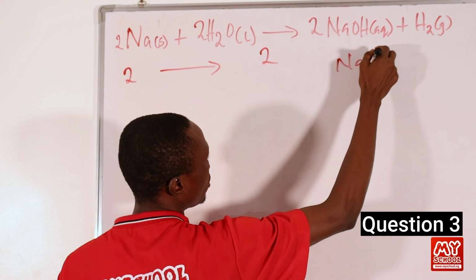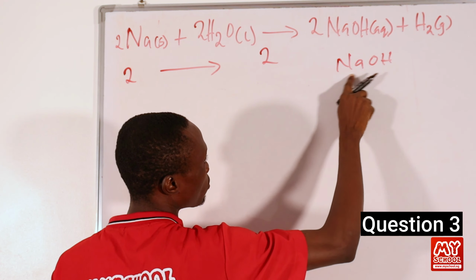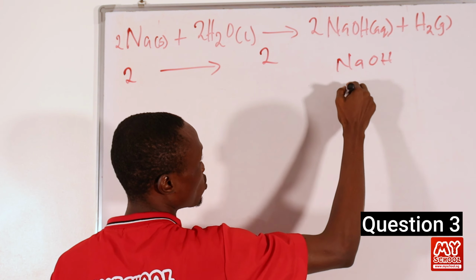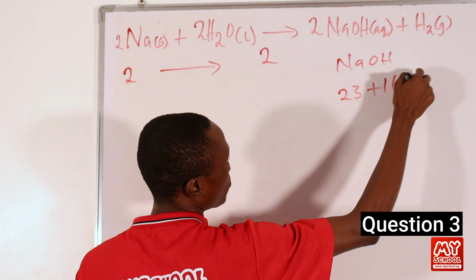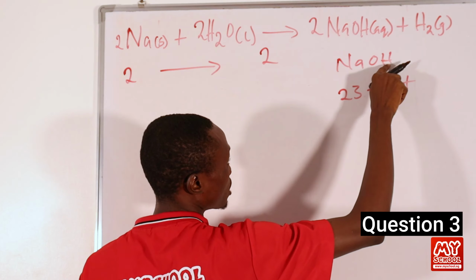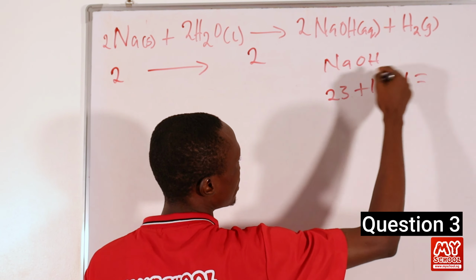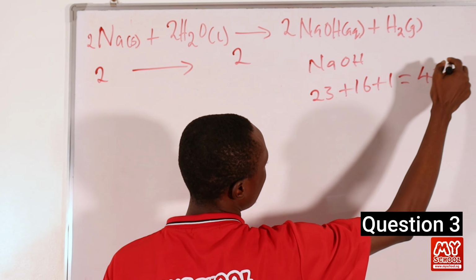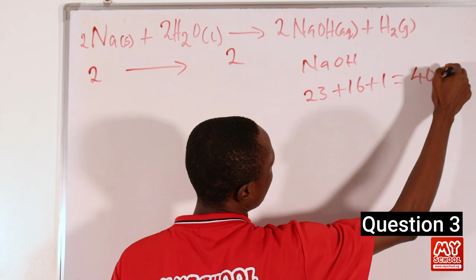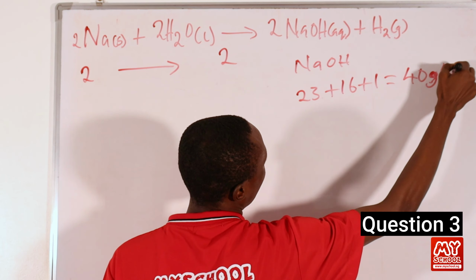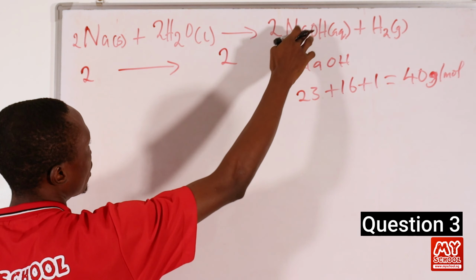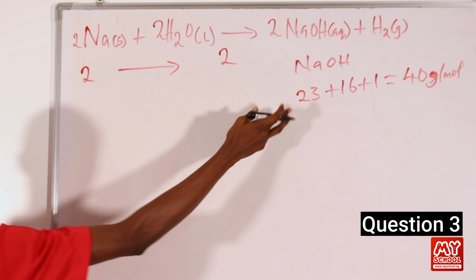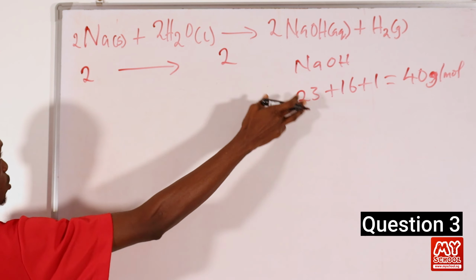So NaOH, right? We know that the relative atomic mass of sodium is 23, plus that of oxygen, we know that is 16, then plus that of hydrogen, we know that is 1. If we add everything together, that will give us 40 grams per mole. So this is the molar mass of sodium hydroxide, while the relative atomic mass of sodium is 23.